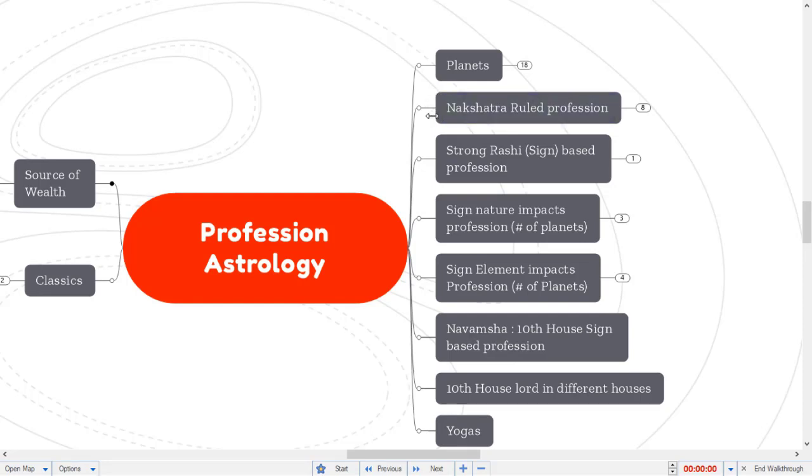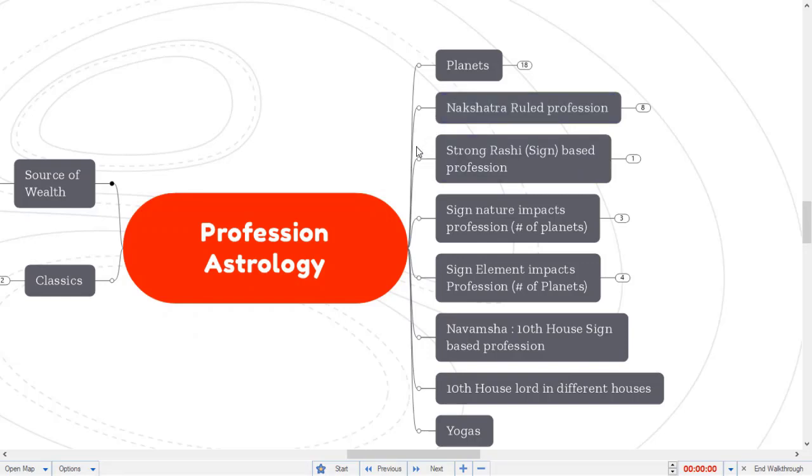Then you need to understand the nakshatra. The nakshatra basically lies behind the zodiac signs. Every planet is going to be in a particular nakshatra, and you need to understand the nakshatras held by your ascendant and your 10th lord. Those two nakshatras are very important when it comes to judging a profession.